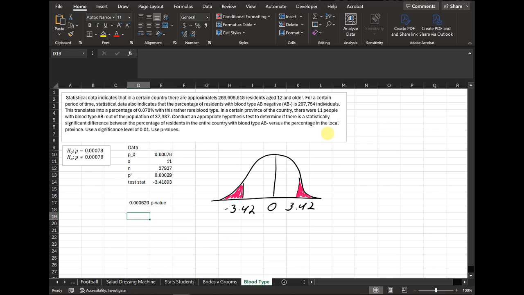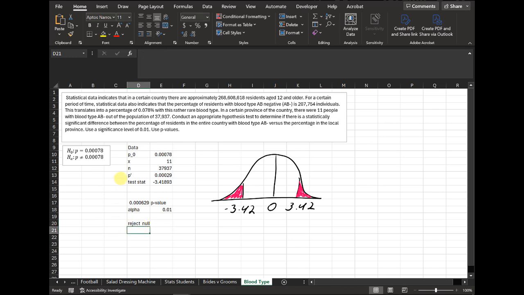And so we're comparing that to what? Well, if I go back through here, it says to use a significance level of 0.01. So that's the alpha that I'm comparing to, 0.01. So is this value less than 0.01? For sure. So we can reject the null hypothesis.